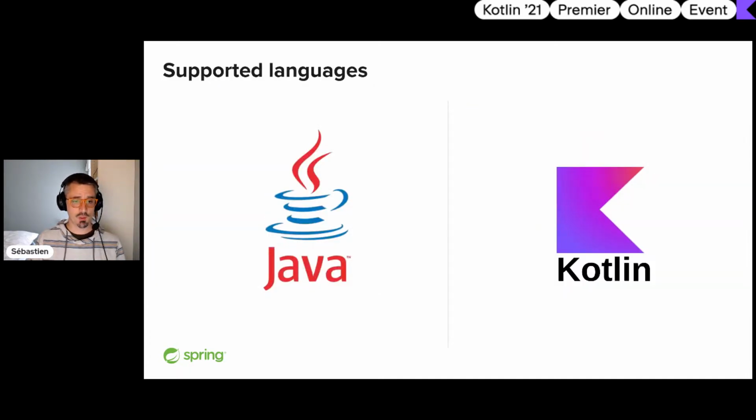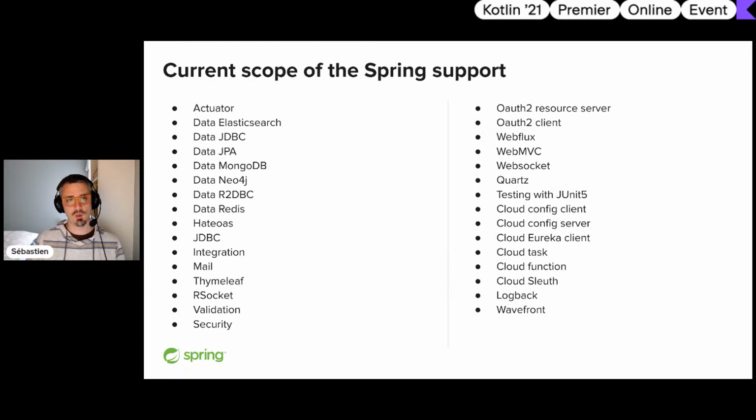So we provide first-class support for both Java and Kotlin, and today we are going to focus a little bit more on Kotlin, but really we support the two languages. The current scope of what is supported, because we don't support yet all what start.spring.io provides as dependencies, for example. The long-term target is to approach that, but for now we have initial support for actuators, a lot of Spring Data modules, Spring WebFlux and Spring MVC are supported, testing, etc., Spring Cloud. So we are going to continue to increase the quality of the compatibility in the upcoming months.